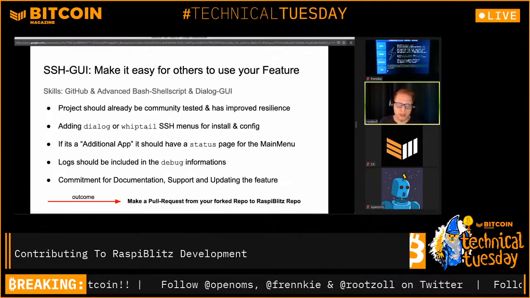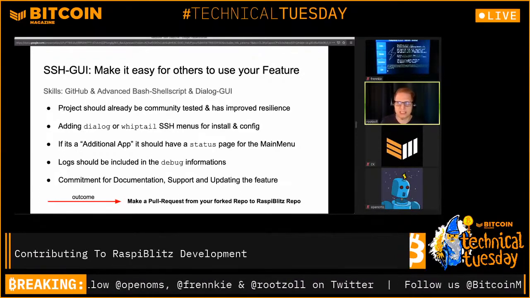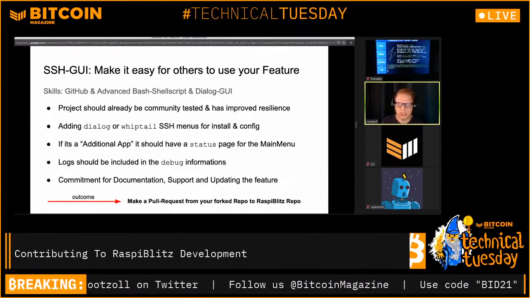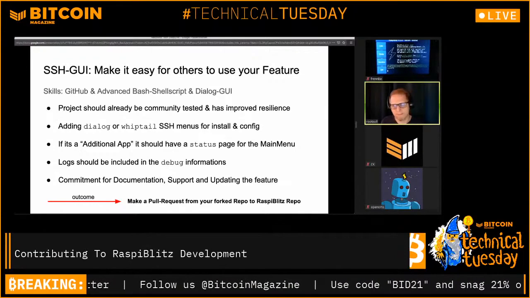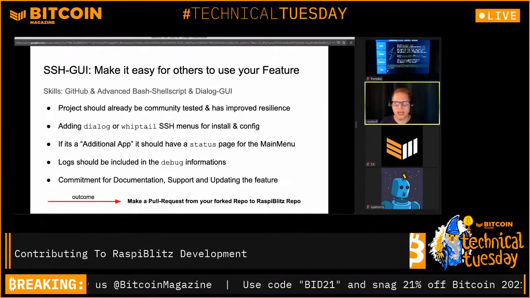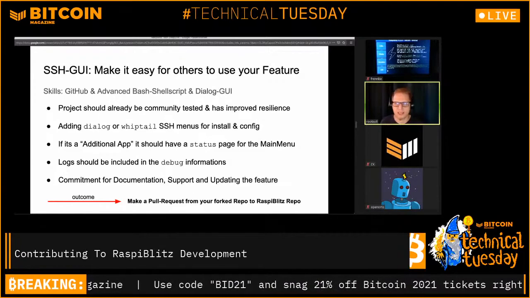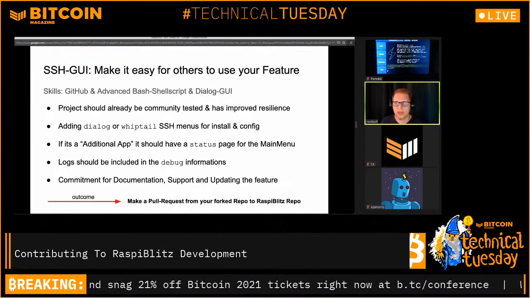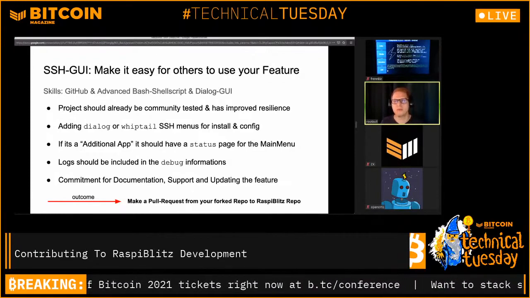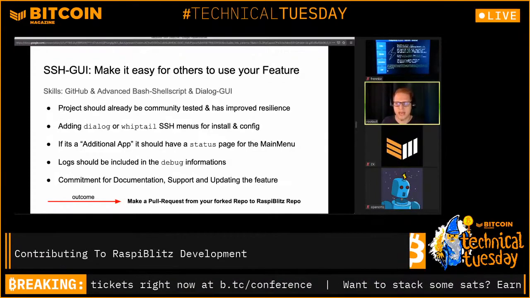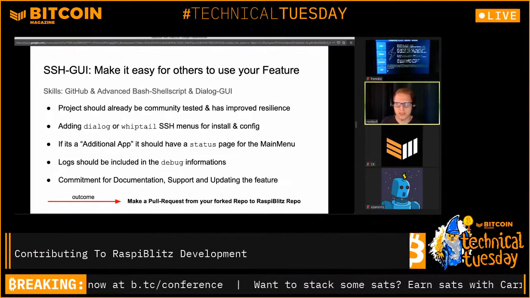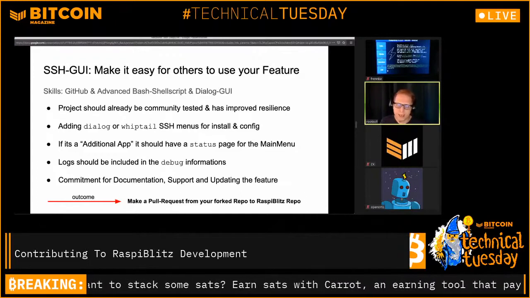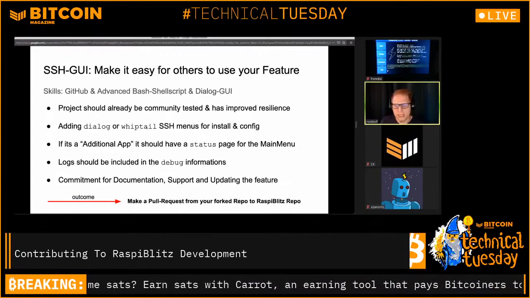If it's an additional app, we can put it under services so that people can just click in to install it. If it's something that changes the system settings, it can go under settings. If it's even a subscription, which is a special concept that we introduced recently, then it may be interesting to integrate it into that area. So there are different areas to integrate into the SSH GUI, depending on what your contribution is. But we can help you figure that out.